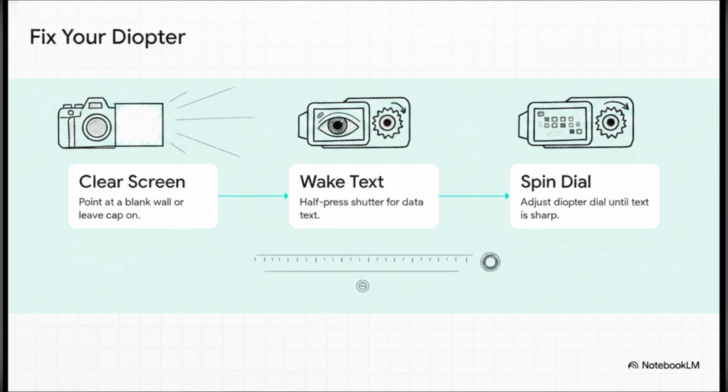You see that tiny little jagged dial right next to your eye cup? That's the diopter. It calibrates the viewfinder to your specific eyesight prescription. So just look at a blank wall or leave the lens cap on and spin that little dial until the digital text overlay inside the viewfinder is razor sharp. Just like that, your camera is perfectly tuned to your own eyes.